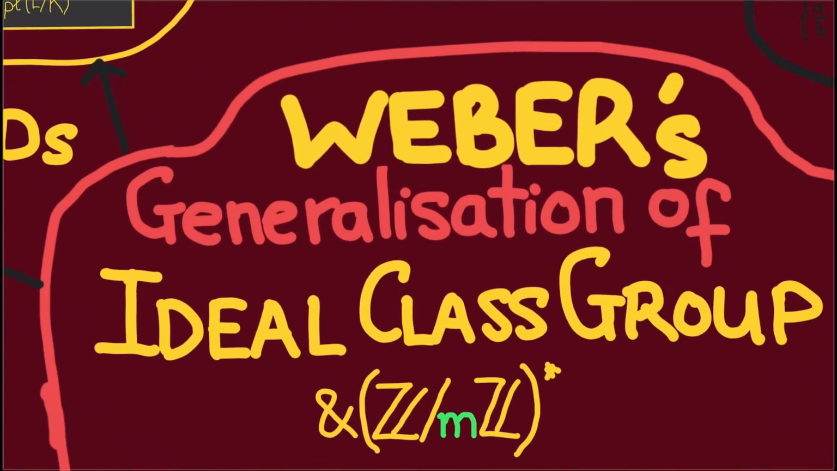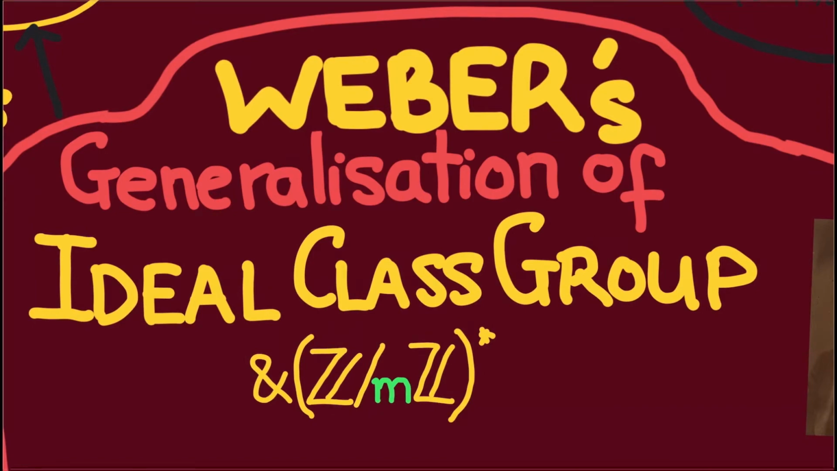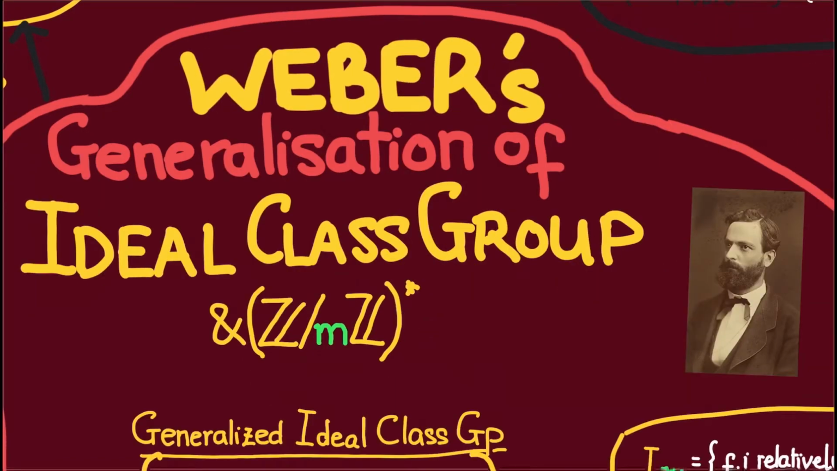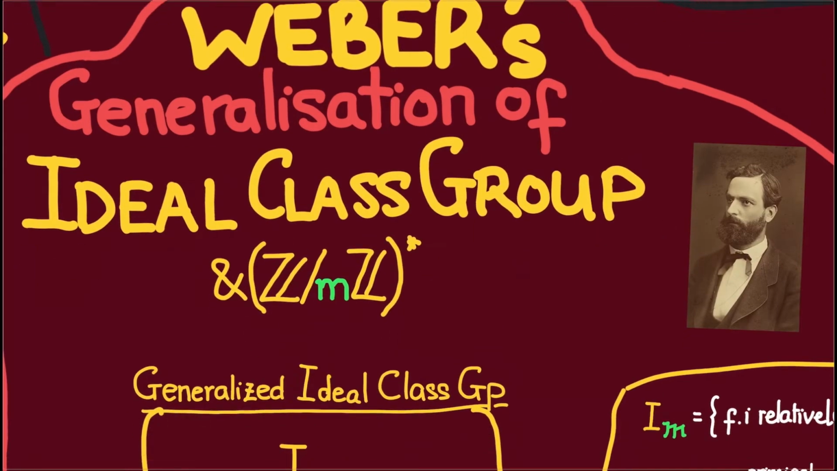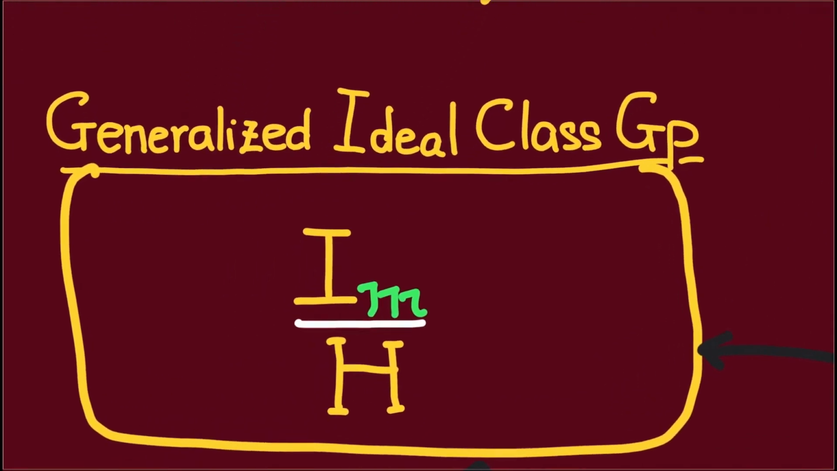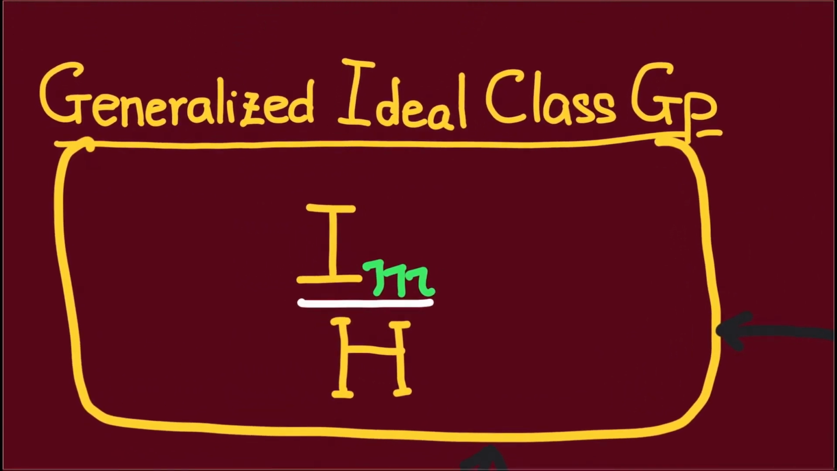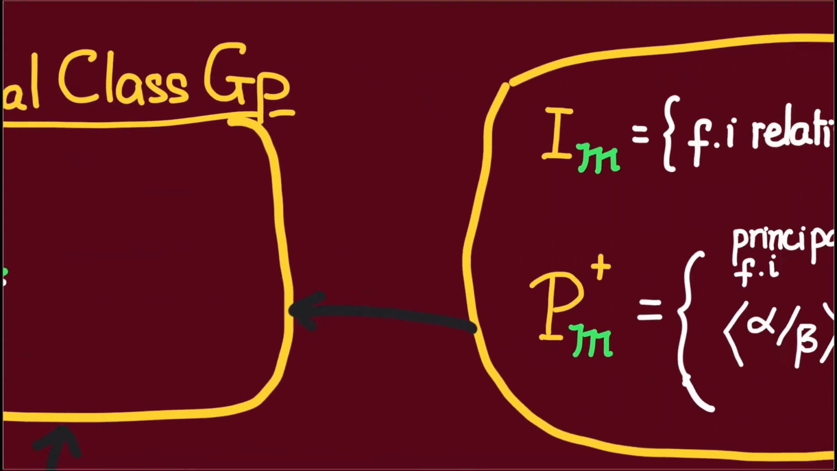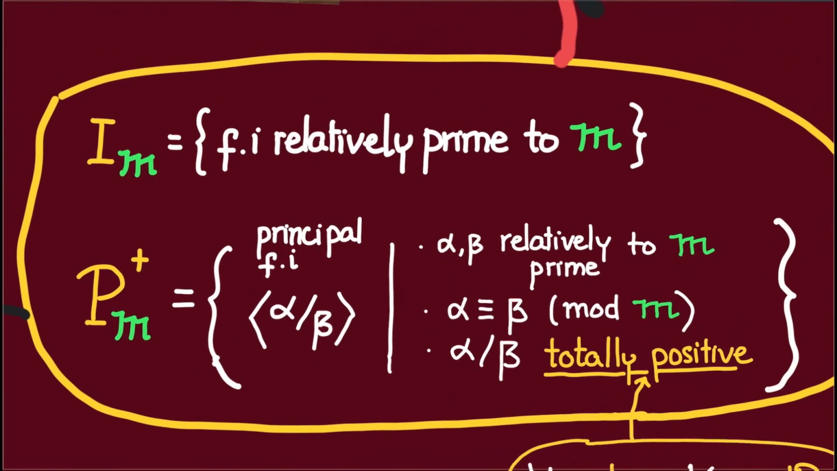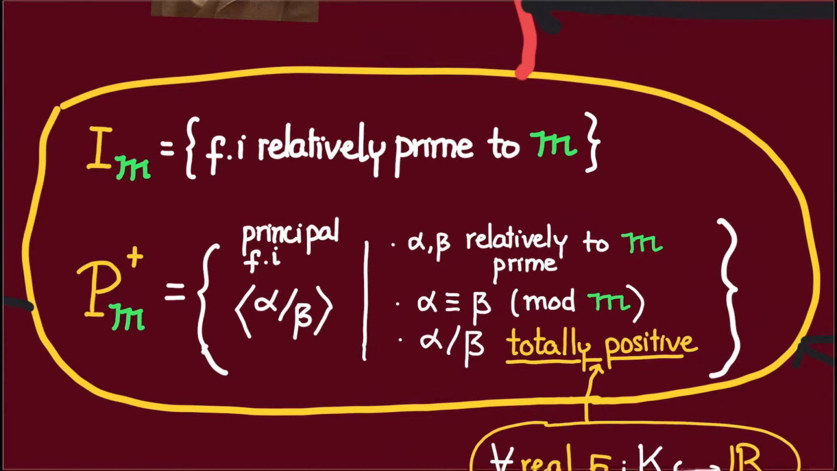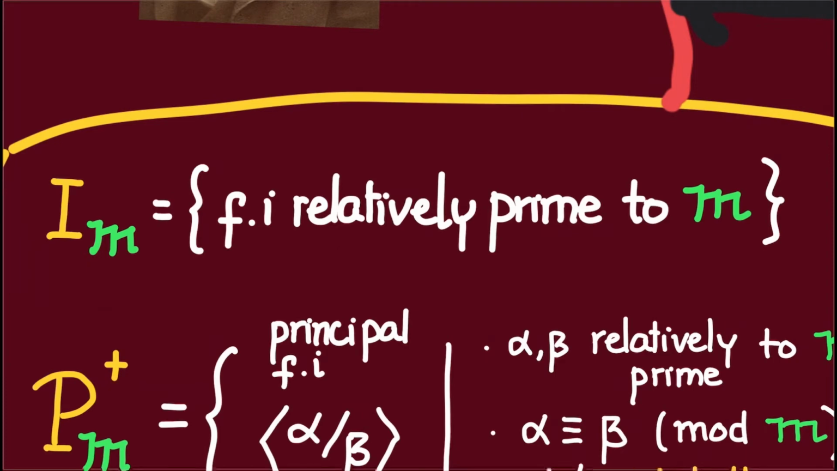So, what are these generalized ideal class groups? As this is a generalization of the ideal class group, the generalized ideal class group is also gonna be the quotient of some group of fractional ideals over some group of principal fractional ideals. The difference is that we're not gonna necessarily concern ourselves with the group of all fractional ideals. We are only gonna be interested in fractional ideals relatively prime to a given modulus M.